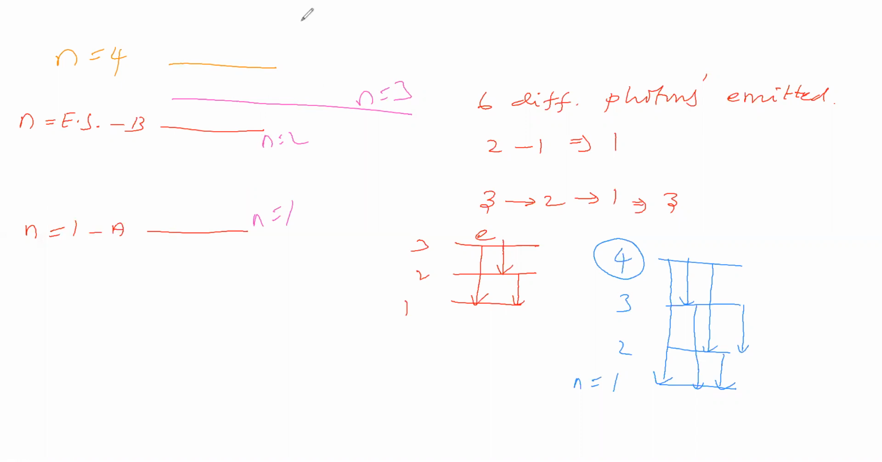Sir, now what we have to find? We have to find the principal quantum number of this level. So we got this level. How much did we get? We got 2, sir. So we got this level as 2. So we completed one question.